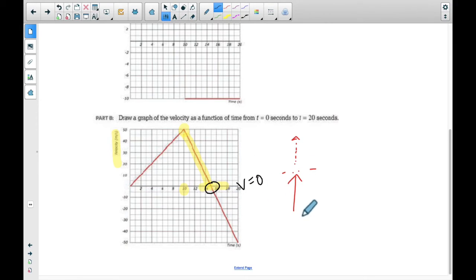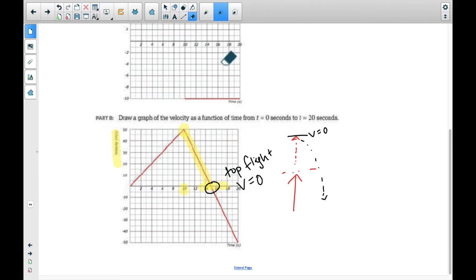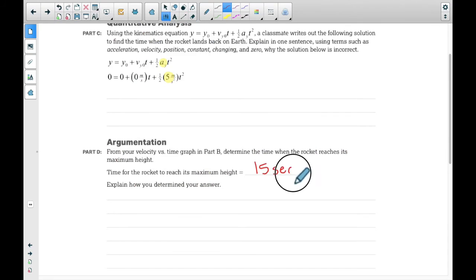As far as the motion of this rocket, where is that? The velocity is 0 at the top of its flight. And then it's going to start to fall down, right? So this is where the velocity is 0. That is where the top of the flight is. And so if I erase all my stuff so we can see it, that is at the 15-second mark. So again, the answer there is 15 seconds.